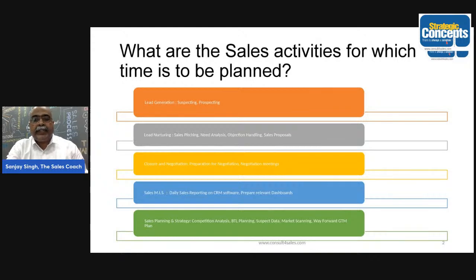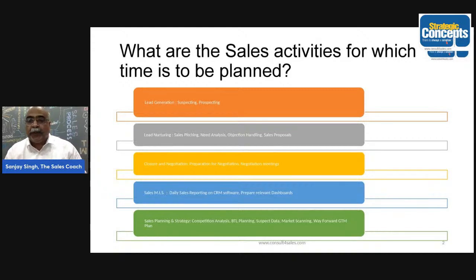Let's straight away shoot into the program and try to understand what exactly are the activities of a salesperson. Because once you know the activities of a salesperson, then you will know how to allocate your time. Typically, a sales professional is supposed to focus on 5 areas. What are those 5 areas? The first area where a sales professional is expected to focus is lead generation. Lead generation comes as suspecting and prospecting. So lead generation is the first area you need to focus on.